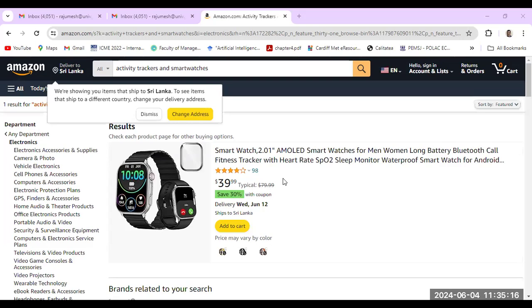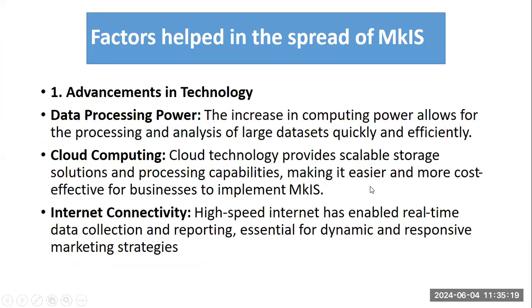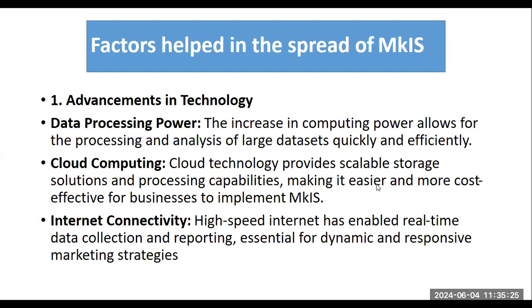Now you see the data processing power. From these examples you can understand the huge data they can access. And cloud computing, now you all know, for the storage facilities, the cloud technology provides scalable storage. Scalable in the sense that the huge amount, on a large scale, they can store it. So that cloud technology provides scalable storage solutions and processing capabilities. That's why it is easier and more cost effective for businesses to implement the marketing information system.